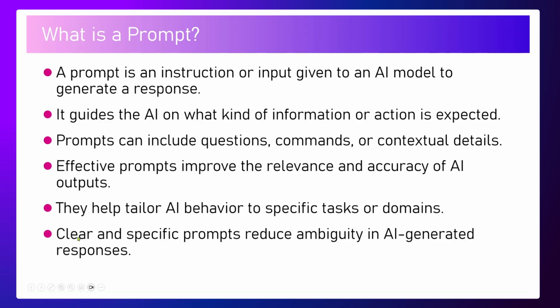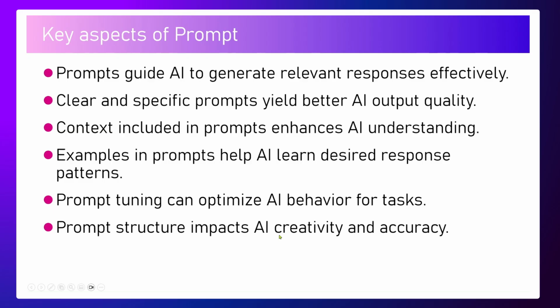A clear and specific prompt, now this is important, reduces the ambiguity in the AI-generated response. So make sure that whatever prompt you write, you follow all the best practices. Prompts guide AI to generate relevant responses. Clear and specific prompts yield better AI output quality. And also, you can perform something called prompt tuning. Prompt tuning can optimize the AI behavior for the task.